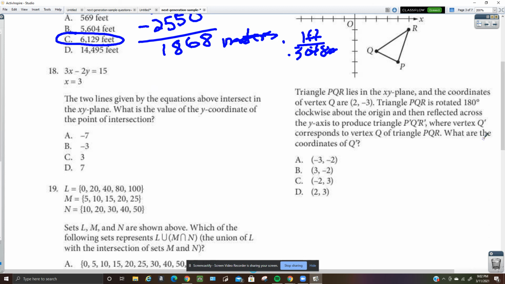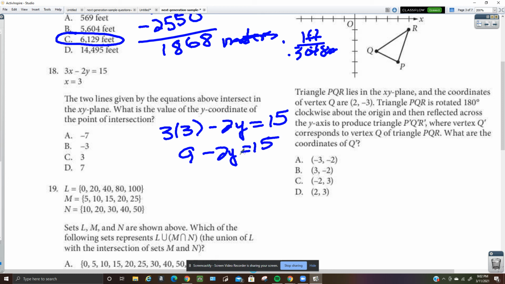The two lines given by the equations above intersect in the xy plane. What's the value of y? So if x is 3, plug in a 3 for x. Get 9 minus 2y is 15. So -3 is y.